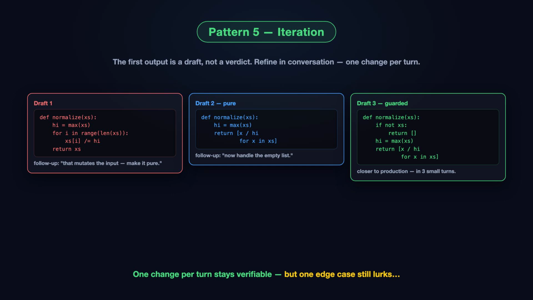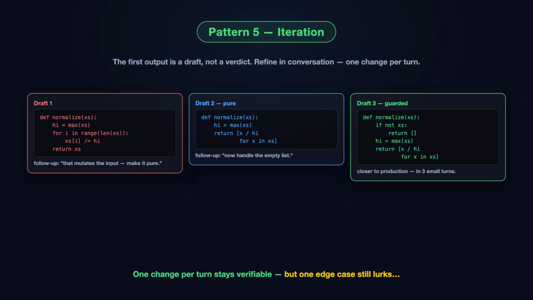There's a real skill in the follow-ups, though, and it's this: change one thing at a time. If you fire off make it pure, and handle empties, and add type hints, and optimize it all in one message, and the result is wrong, you have no idea which instruction it fumbled. One change per turn keeps every step verifiable, same discipline as small git commits.